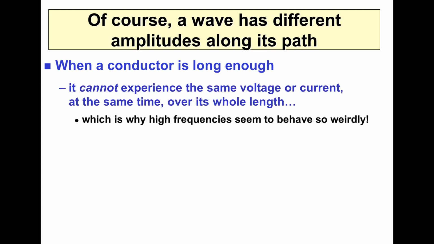And this is why when we get to higher frequencies, our circuits seem to behave so weirdly. You can probe a trace at one point and it seems to have one kind of signal on it. Probe the same trace at a different point, it has a different kind of signal on it. And we throw our hands up and say, oh, this is so weird. But it's not really. And hopefully you'll understand why, at least in essence, by the end of today.